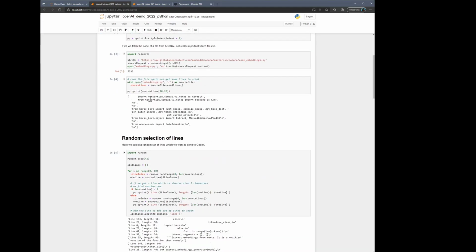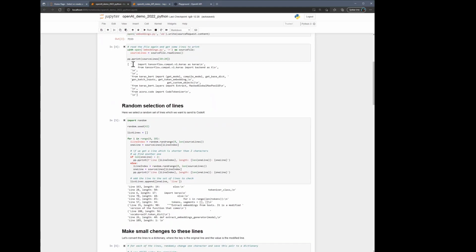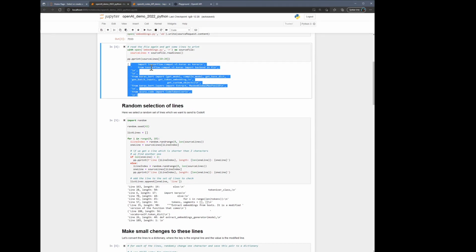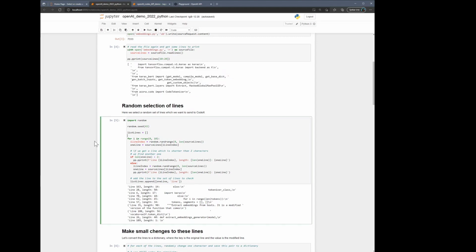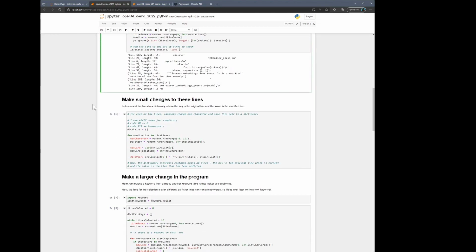I will not run the entire thing at the moment. I will only show you a few things. So this is the kind of code that I have taken from that. Some are empty lines, some are lines that import something, some are lines that are signatures, a random kind of thing.